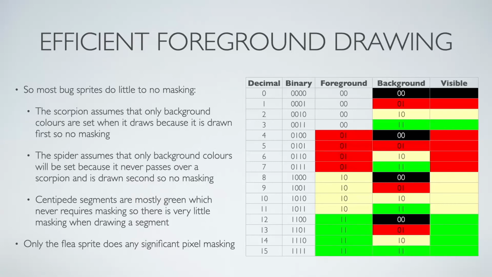The Scorpion and Spider do no masking at all because they assume they're drawing on the background color only. Centipede segments do almost no masking because they're largely green, and green never requires any masking. The only bug which does any significant pixel masking is the Flea. But even the Flea has some green in its legs and gets away with skipping a bit of masking.